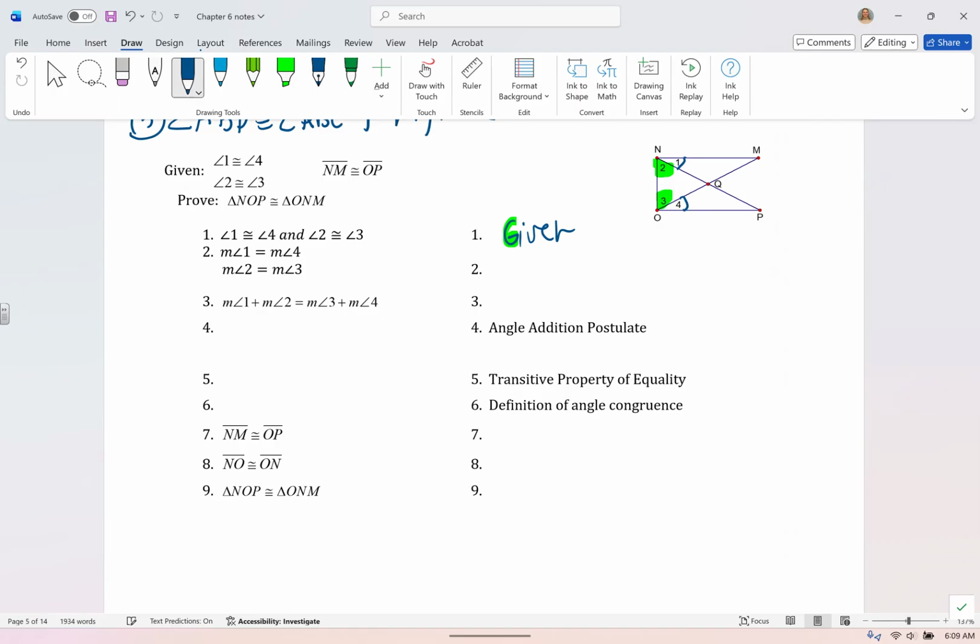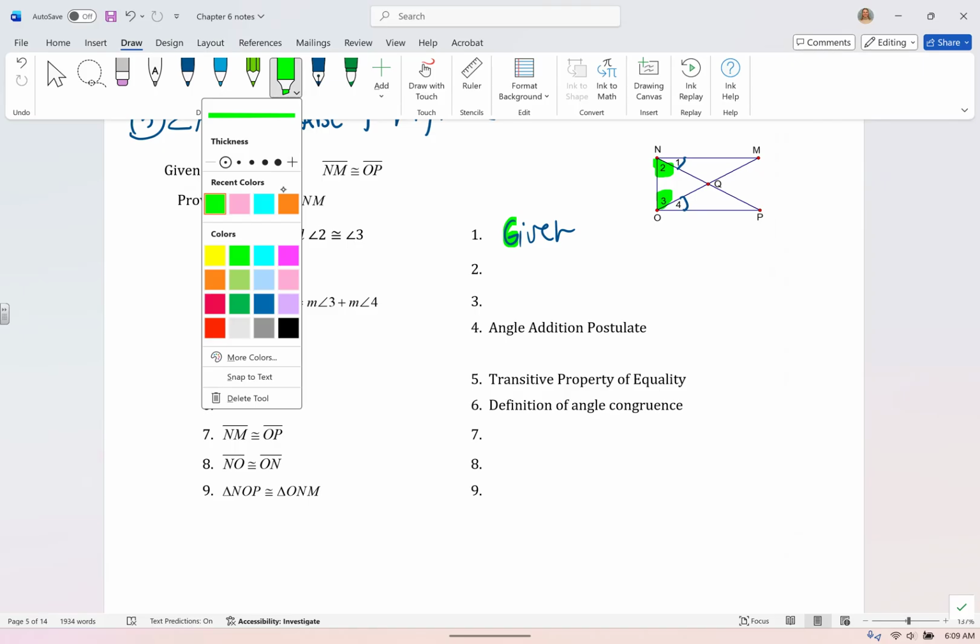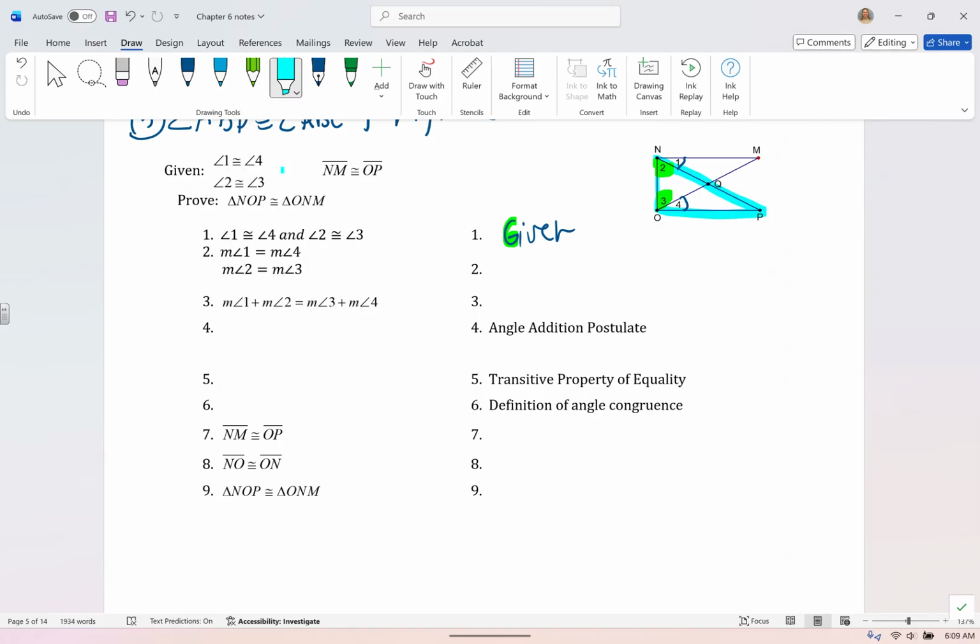Okay. And what we're trying to prove is that triangle NOP and triangle ANUM are congruent to each other. So NOP, where is NOP? So this bottom one. Sorry. NOP and ANUM are congruent to each other. So that bottom right triangle, or it looks like a right triangle, and also the top triangle here. Okay, so the bottom triangle and the top, we're trying to show that those two are congruent to each other.